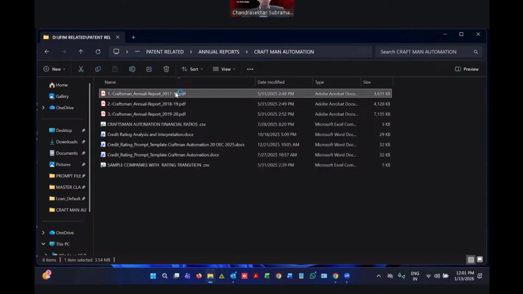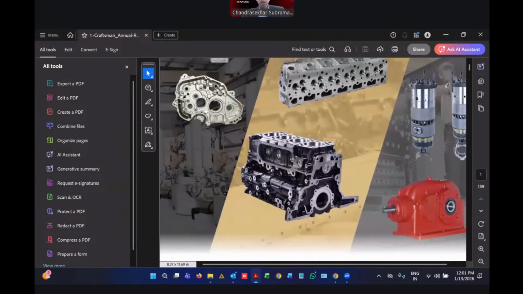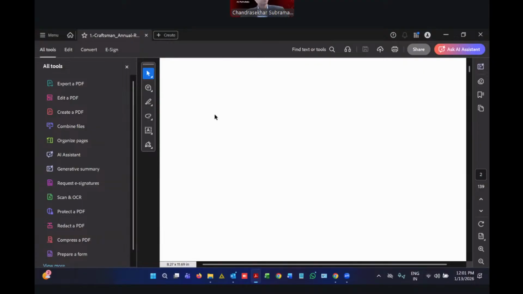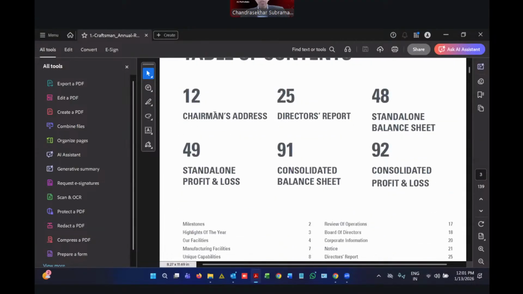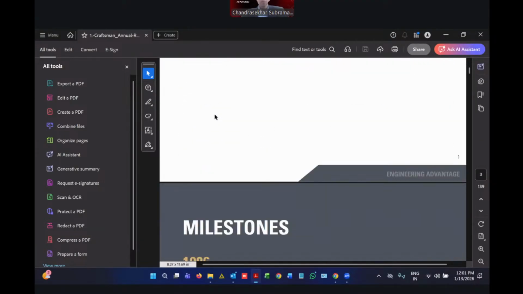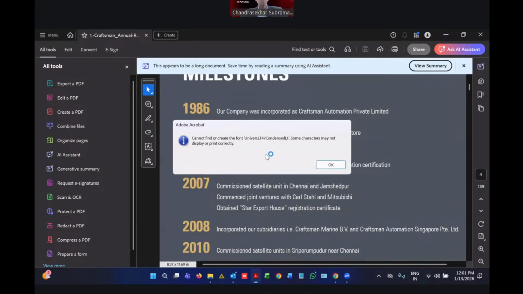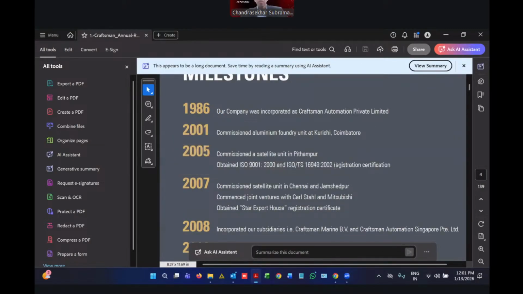I will just show one annual report. I will just show one PDF file, and this is how it came. They are fairly big, 200 pages, 300 pages, 250 pages. From that we extracted all this. Like this it comes.